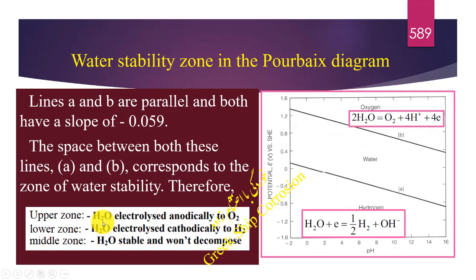Therefore, in the upper zone, H2O electrolyzes anodically to oxygen gas. In the lower zone, H2O electrolyzes cathodically to hydrogen gas. In the middle zone, H2O is stable and won't decompose.